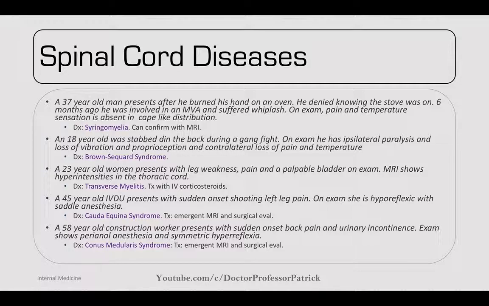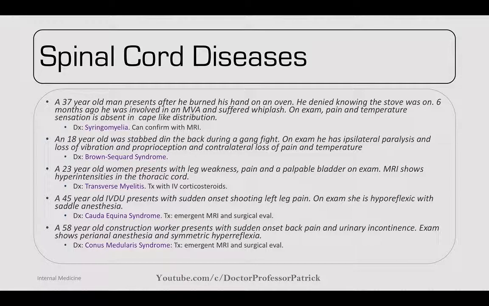Next, there's an 18-year-old who was stabbed in the back during a gang fight. On exam, he has ipsilateral paralysis and loss of vibration and proprioception, and there's a contralateral loss of pain and temperature. This diagnosis would be Brown-Sequard syndrome. So depending on where the decussation is is why you have ipsilateral and contralateral loss of pain versus vibration and proprioception.